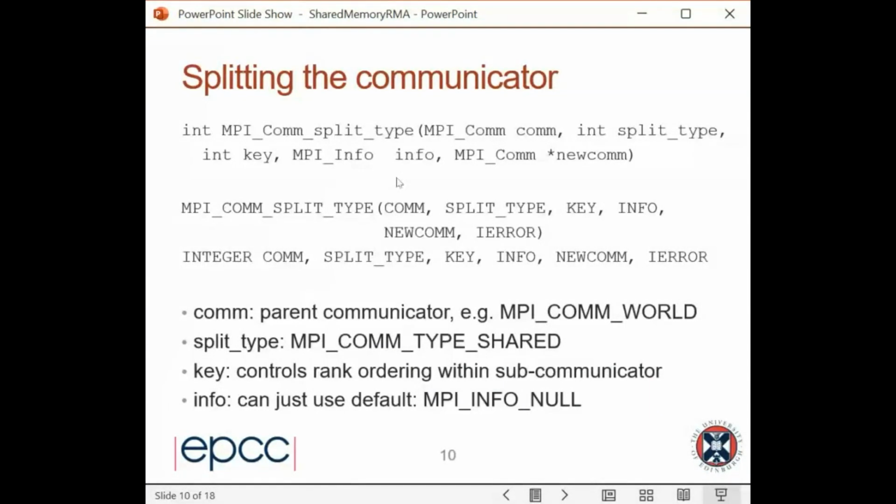However, it's not a specific routine for that. It's a generic routine which takes a split type. For example, you might want to create a communicator of all the processes that have GPUs on them and all the processes that don't have GPUs. So it's there for future extension.